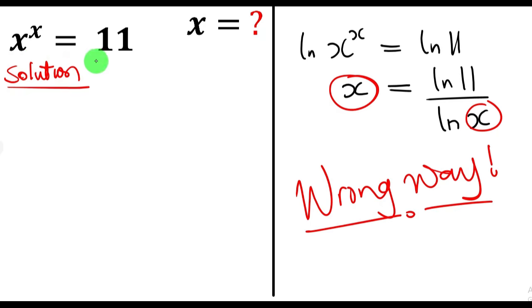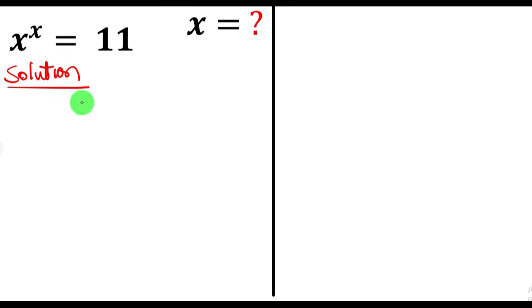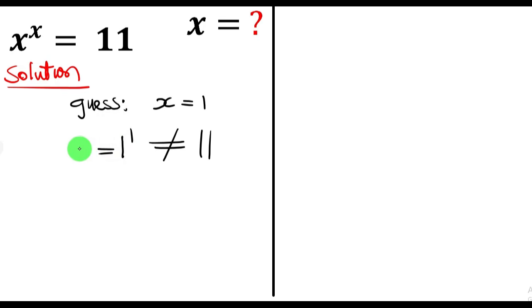Even before we approach this in a proper way, there is something we must do first. So let's first of all guess what the value of x is likely to be. So let's assume x equals 1. If that is the case, we are talking about 1 raised to the power of 1. And everybody knows that this is not equal to 11, because 1 raised to the power of 1 is the same thing as 1. So if we say x equals 2?